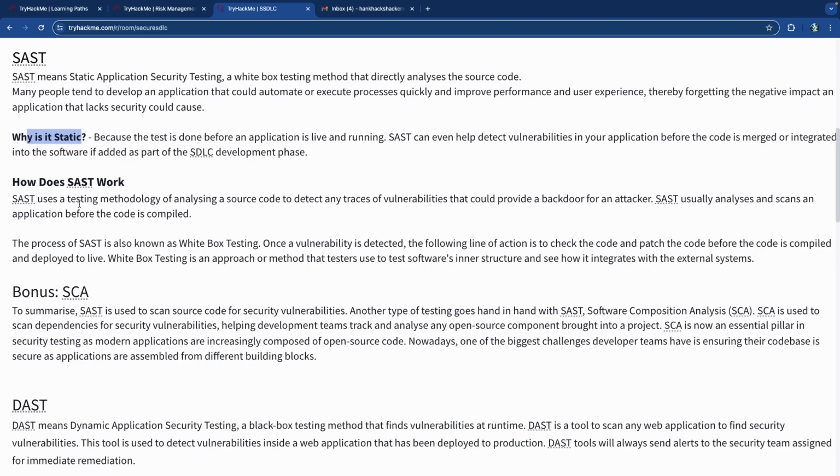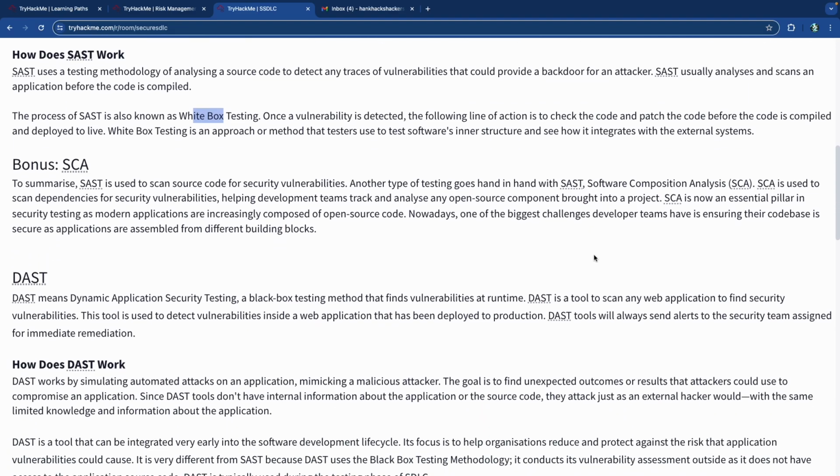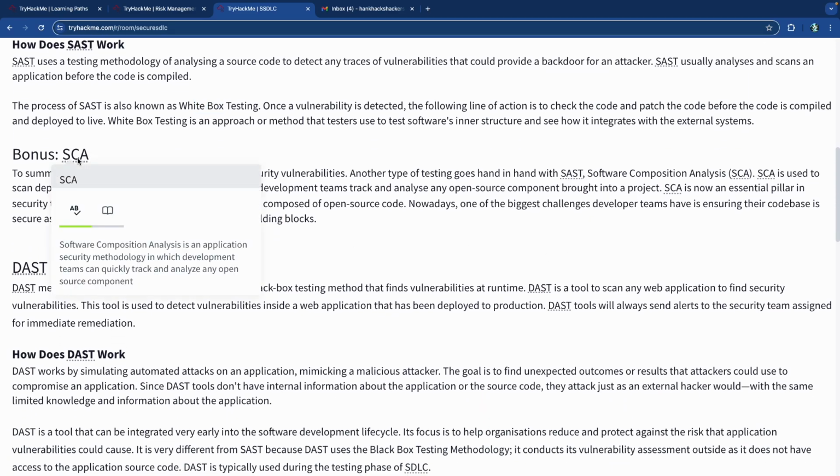Static testing uses a testing methodology of analyzing source code to detect any traces of vulnerabilities that could provide a backdoor for an attacker, and usually analyzes and scans an application before the code is compiled. The process of SAST, static testing, is also known as white box testing, and once a vulnerability is detected, the line of action is to check the code and patch the code before the code is compiled and deployed. White box testing is an approach testers use to test the inner structure and how it integrates with external systems.